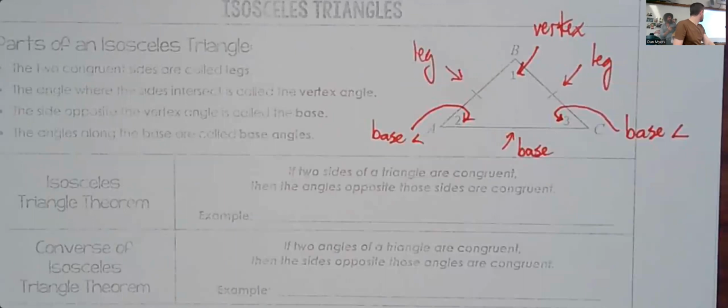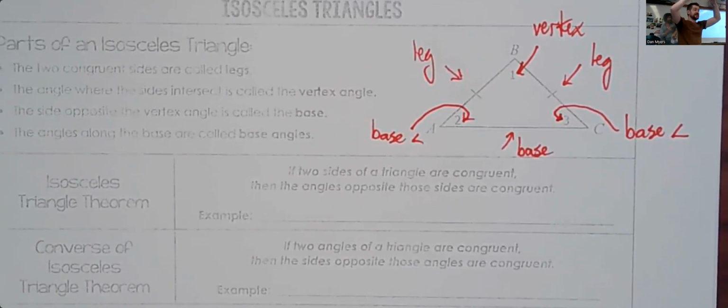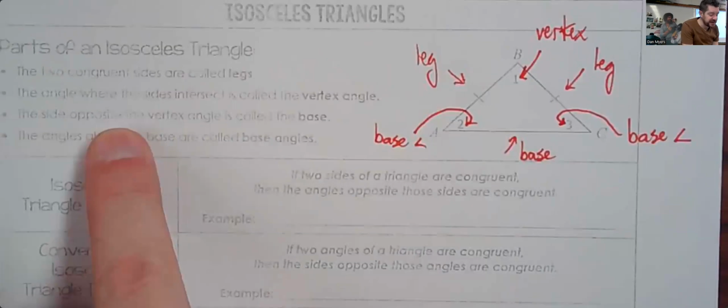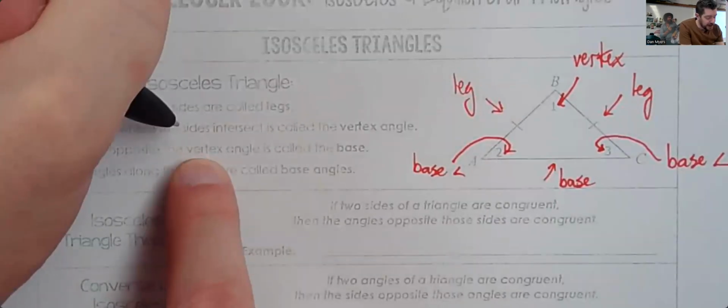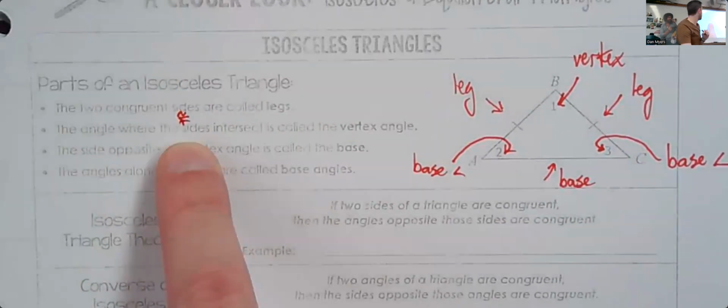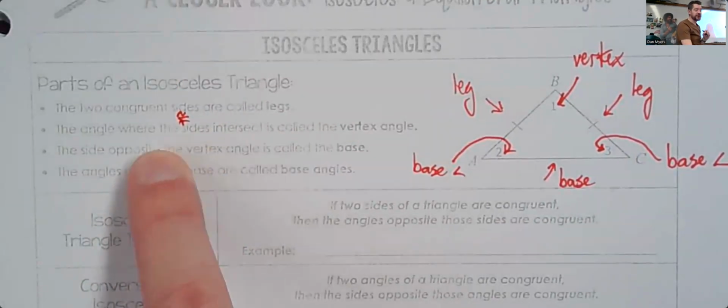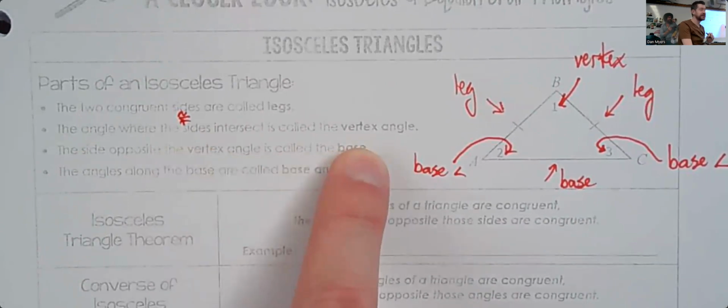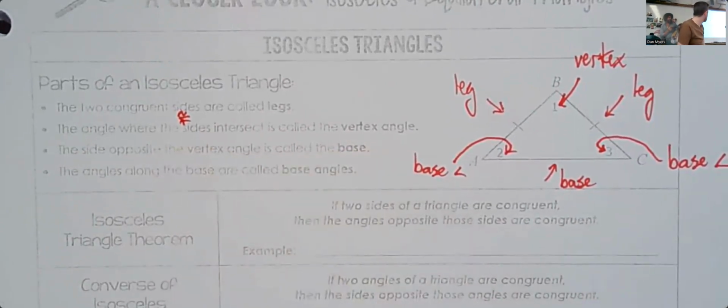So those are the different parts of an isosceles triangle. Your vertex is where the two congruent sides meet. The other two angles are the base angles. But what are they all vertex? So this should be more specific here. It's the angle where the congruent sides intersect, that should say congruent right there. The angle where the congruent sides intersect is called the vertex angle. They left out a word or a symbol there. It's where the congruent sides meet.